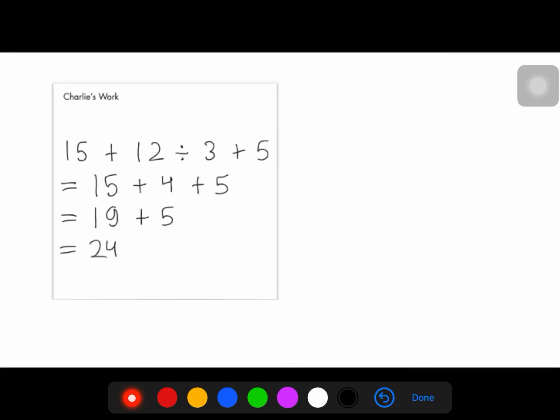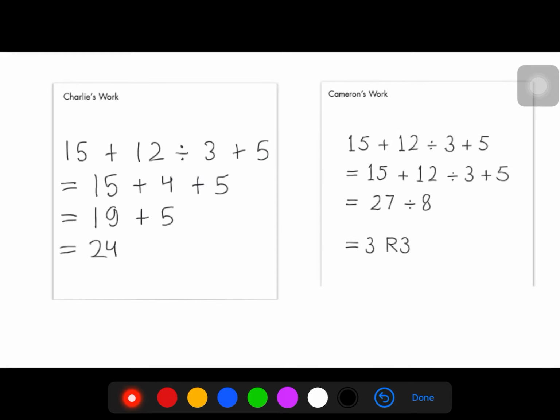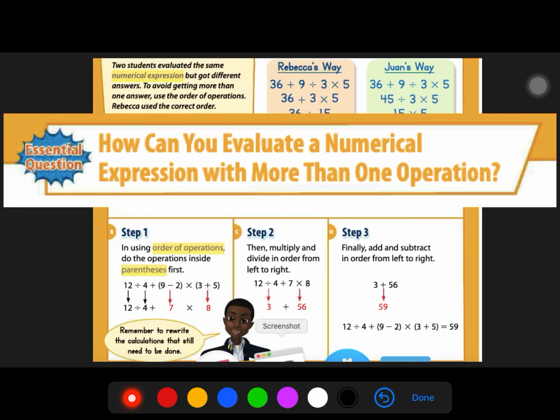Well, Charlie did it very similar to how we solved it. And he did the steps singularly, like your 6th grade teachers are going to want you to do, and he got the same answer. What did Cameron do? Right, she didn't follow the order of operations. She just went left to right. So she did 15 plus 12, got 27, and then divided it by 8. So Cameron needs to follow the order of operations.